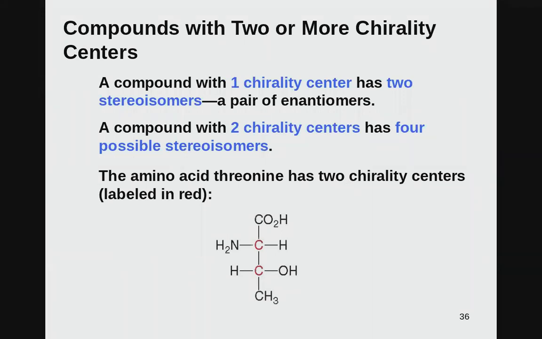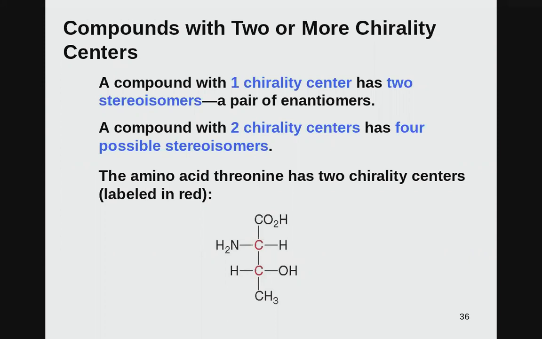Now, what do we do with compounds with 2 or more chirality centers? Let's step up the difficulty. A compound that has 1 chirality center, as we discussed, has 2 stereoisomers, or a pair of enantiomers. A compound with 2 chirality centers has 4 possible stereoisomers.